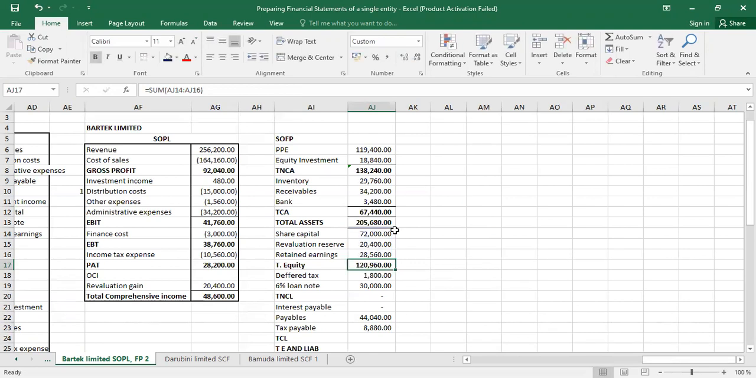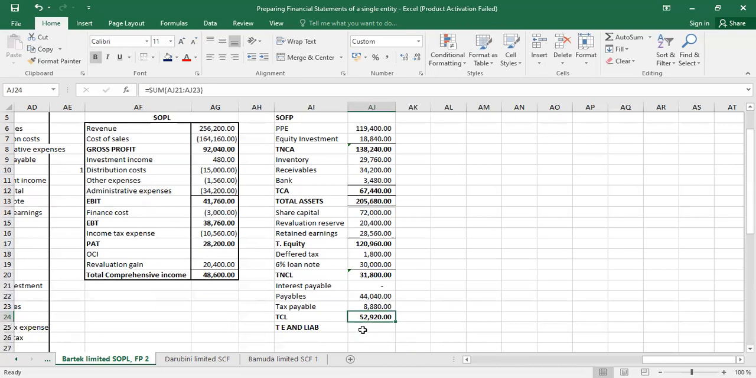Control Enter, Control Bold, Alt HBP for a top border. Then here, Alt equals, Control Enter, Control Bold, Alt HBP for top border, isn't it? Interest payable will be 0. So here, Alt equals, Control Enter, Control Bold.